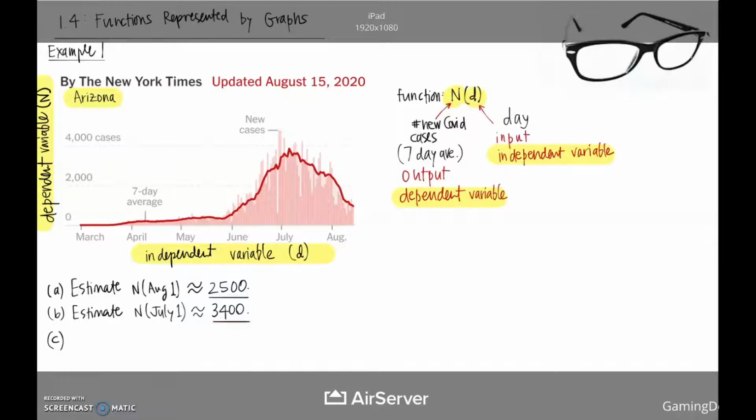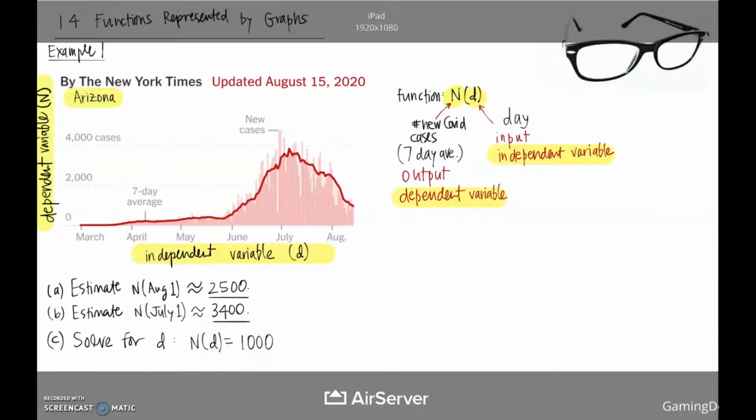The last question is going to be a little bit different. This question asks us to solve for d in this statement, n of d equals 1,000. So we have to think of, in this context, what is this talking about? So some n, some number, is equal to 1,000. Some number of new COVID cases is equal to 1,000. And we're solving for this d right here. What is the day where the new cases are 1,000?